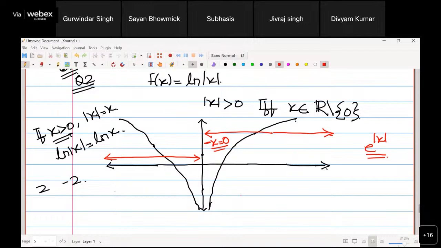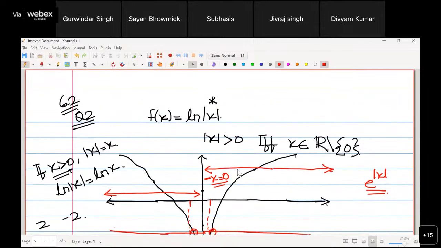If you draw a horizontal line, it fails the test. It touches the graph at two points. That means at this point and at this point, the value of the function is the same, right? So this function is not 1 1. Since it is not 1 1, I can't talk about the inverse. The inverse of this function has no meaning.